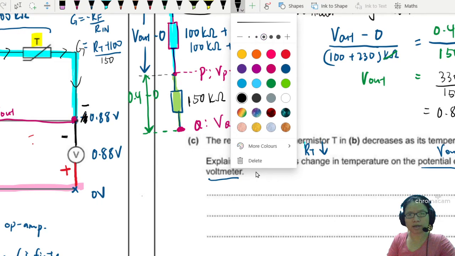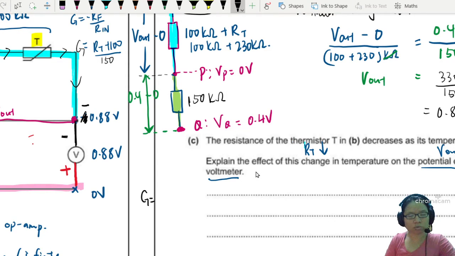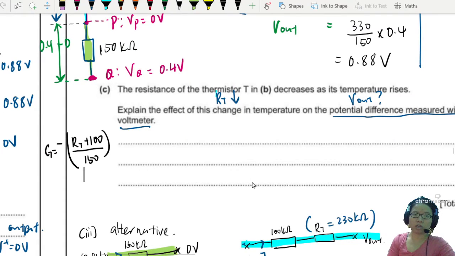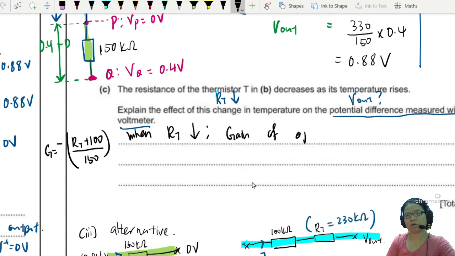This is your gain. Okay, so I'm going to write here just for us to look at it. Gain in this regard is equal to RT plus 100, the magnitude of the gain. If you want to, we'll put a negative in front to make you feel better. So gain is equal to negative RT plus 100 over 150. With this equation, it's easy to explain. When RT decreases, the resistance of the thermistor decreases. What happens to the gain? The gain of the op-amp drawn in the circuit decreases.